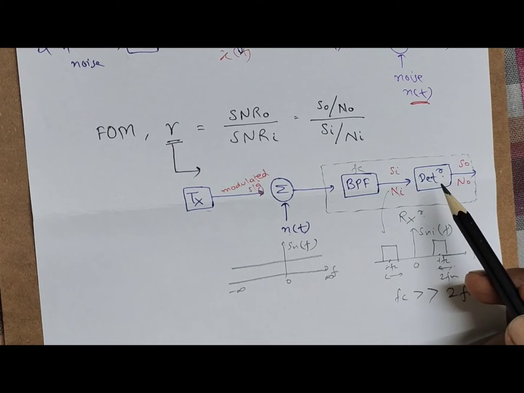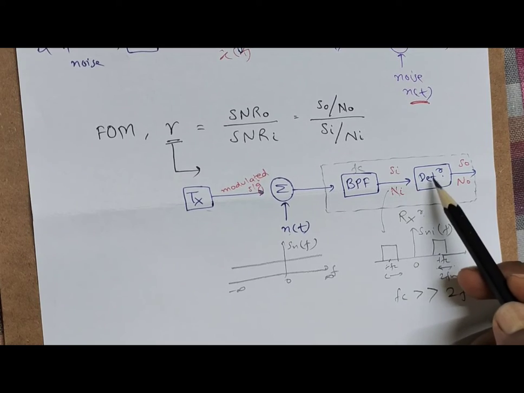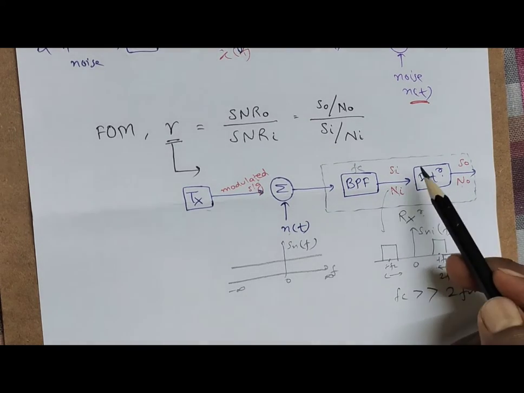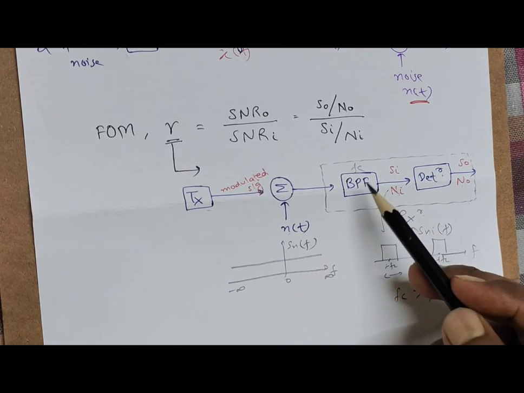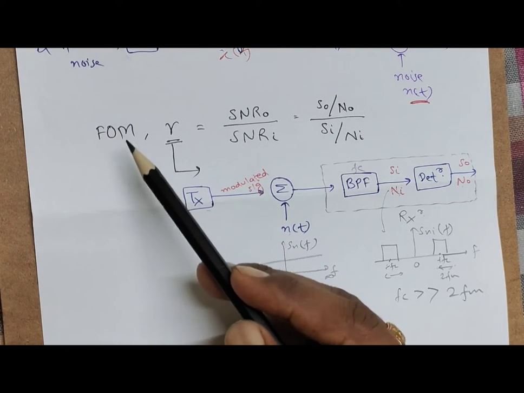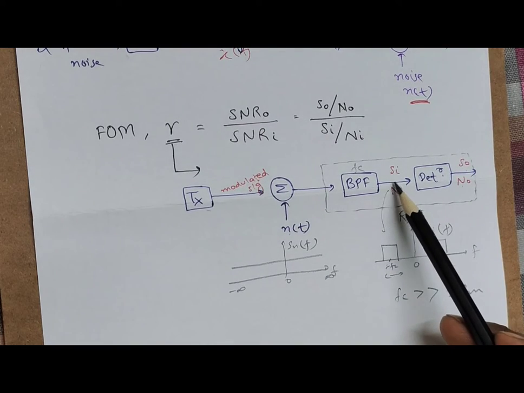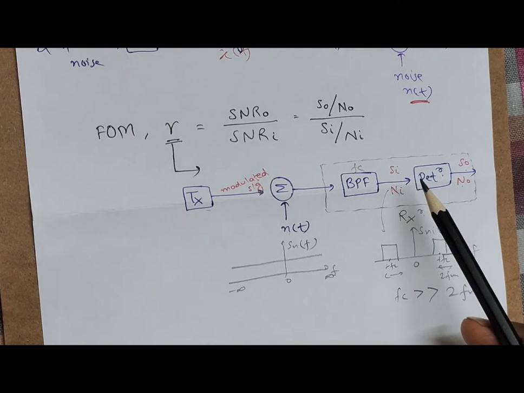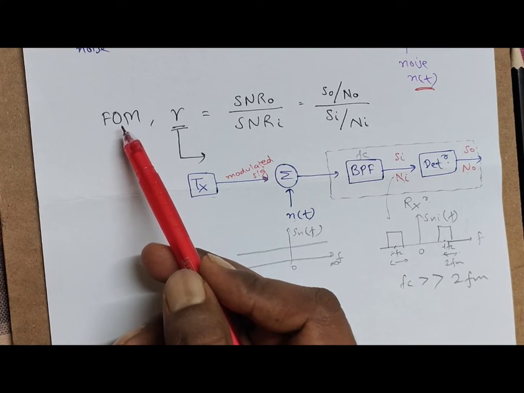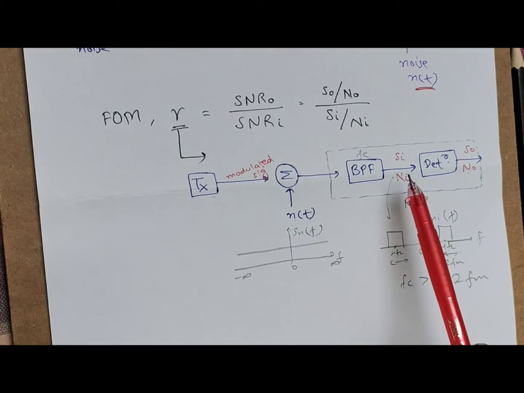Okay, so Si and Ni are the signal and noise powers at the input of the detector. Detector output powers are S0 and N0. This is the location of the powers S0 and N0, Si and Ni. This is the FOM, SNR output upon SNR input. With this FOM, we can assess the noise performance of the receiver.